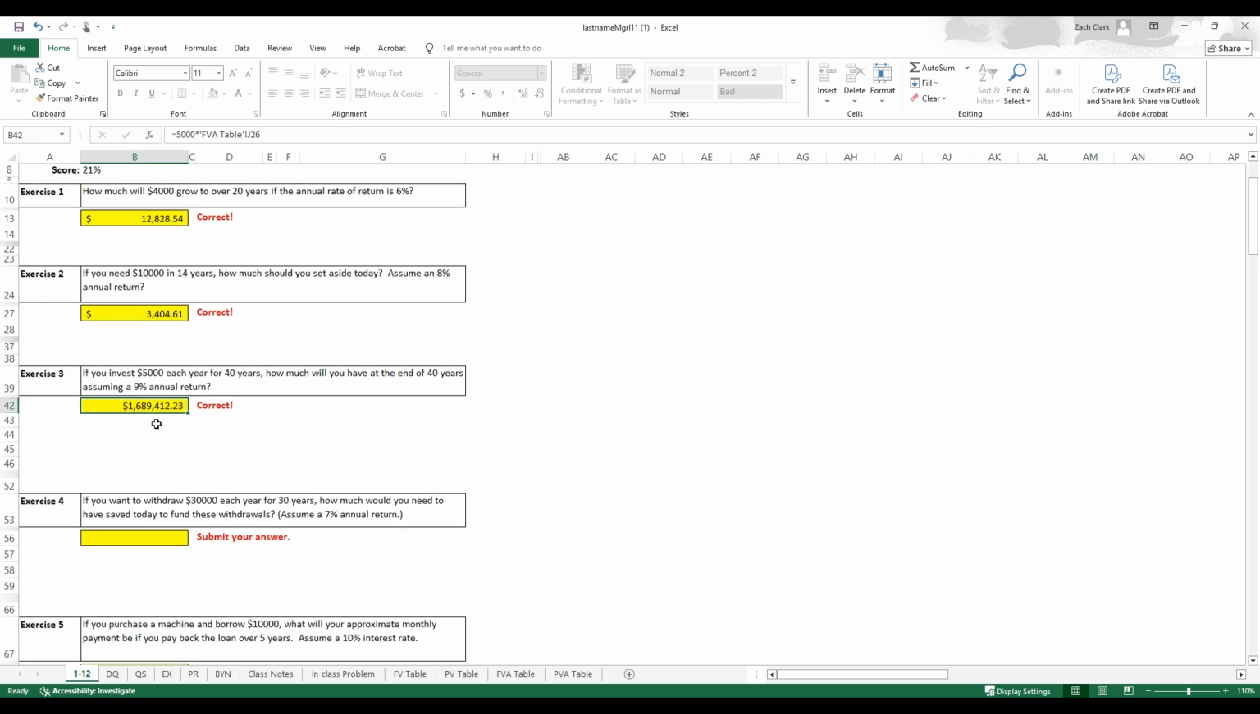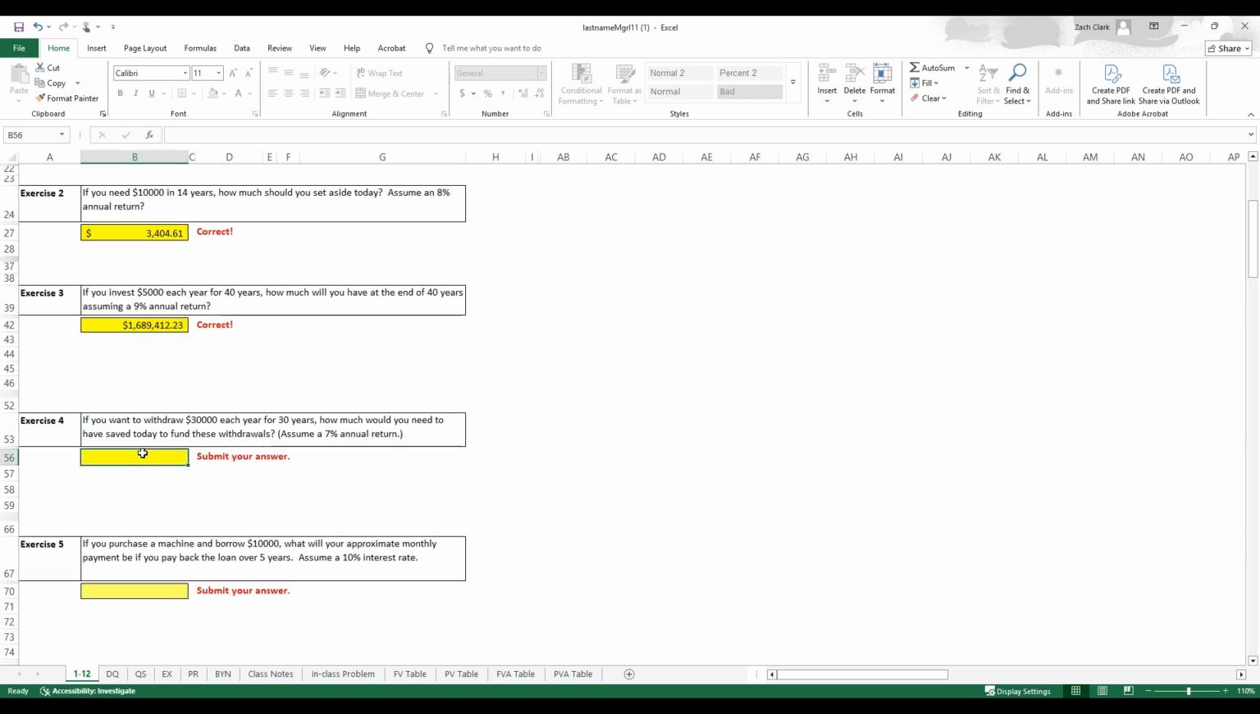Okay, exercise number 4 asks, if you want to withdraw $30,000 each year for 30 years, how much would you need to have saved today to fund these withdrawals, assuming a 7% annual return? Okay, and so in the last one we used the future value annuity table, but for this problem we're going to use the present value of an annuity table. So it's a little turning this on its head sort of a thing, essentially.